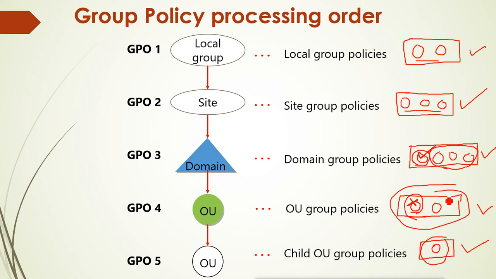So if we are having any conflicts, the policies at the next level in the order will be applied. So if at the third level the domain policy is saying enable, and the OU, on the same policy, is saying disable, the disable is going to be applied, and enable is not going to be applied. So you have to consider the order of processing also when you are trying to apply policies on OUs or domains or sub OUs.